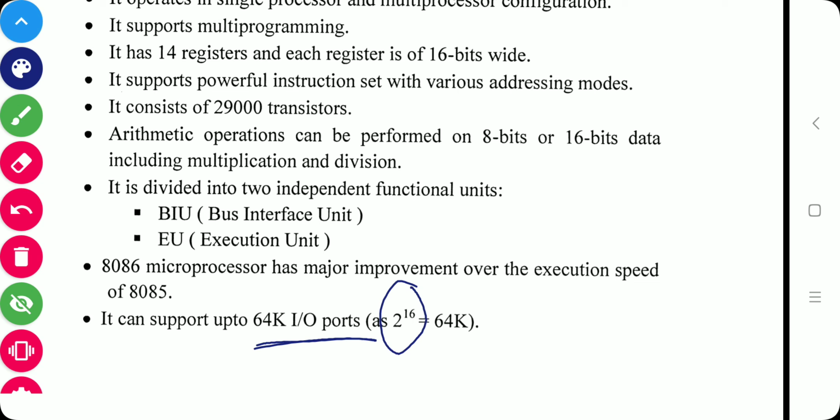In the next lecture we will see the block diagram of the 8086, where the block diagram is divided into two functional blocks, that is BIU and EU, bus interface unit and execution unit.